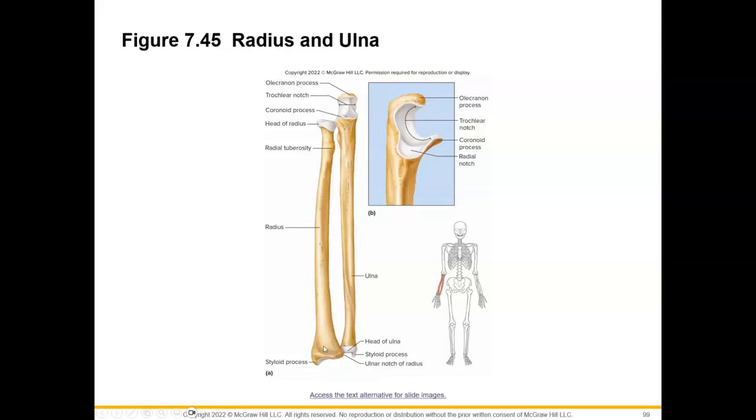And let's see, an important point at the bottom of the radius is the styloid process, to the side at the bottom. You can feel the styloid processes too, right before you reach your hand, right before you reach the carpal. So if you feel on either side, you've got a styloid process of the radius and a styloid process of the ulna.